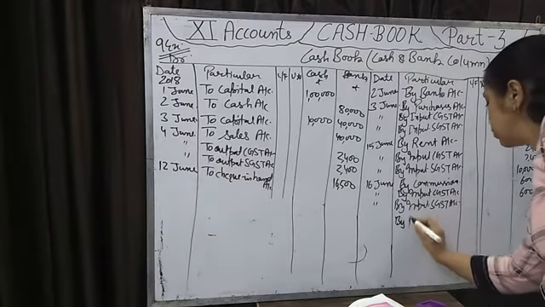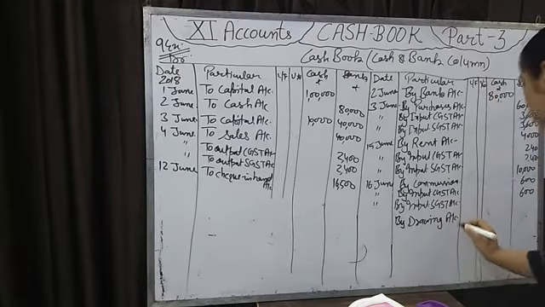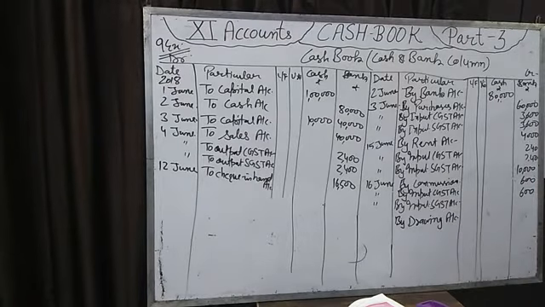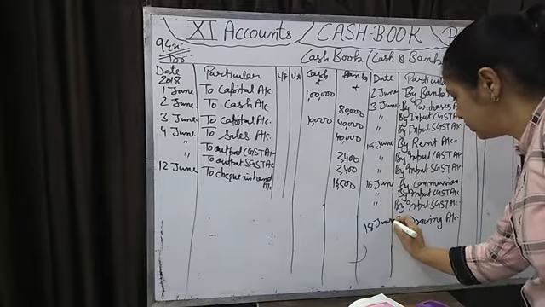For personal use, if we withdraw money, that is known as a drawing account. So by drawing account, money is withdrawn from the bank, rupees 2,000. So we will write in the bank column. On which date? It's on 18 June.